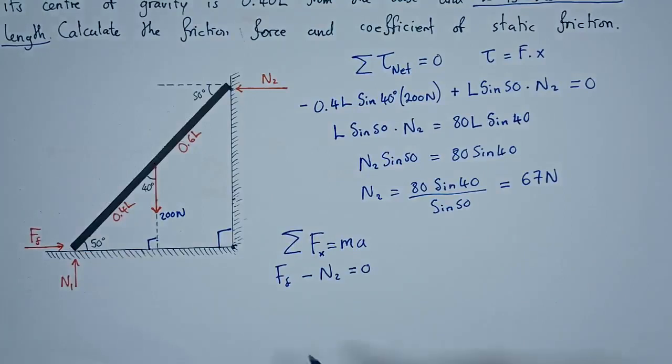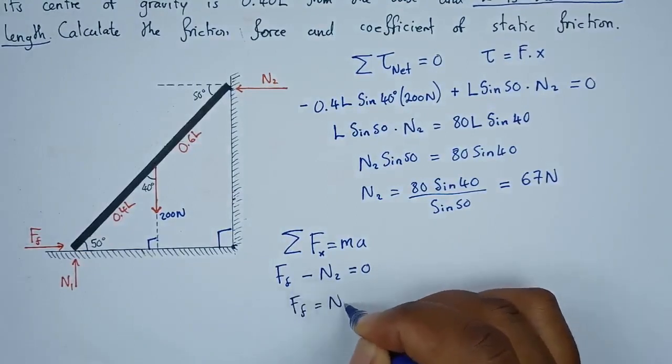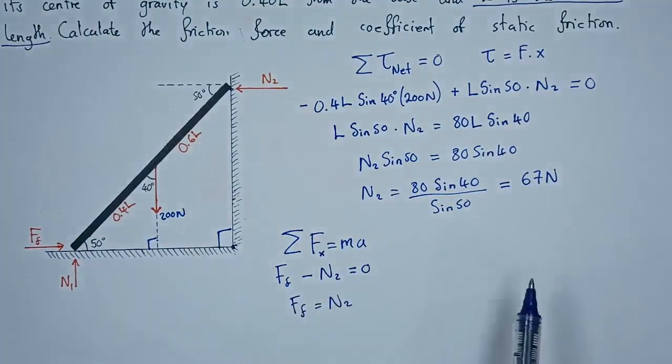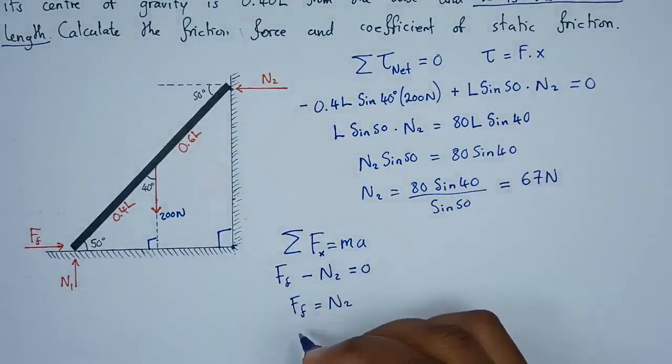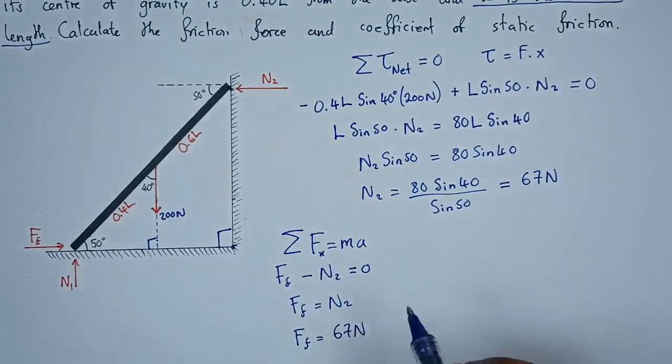So if that's the case, then we can say friction force is equals to N2. But remember, we have found N2, meaning that friction force is equals to 67 newtons. So we found the friction force. How can we find the coefficient of static friction? Well, to do that, we first have to obtain N1. So how can we find N1?